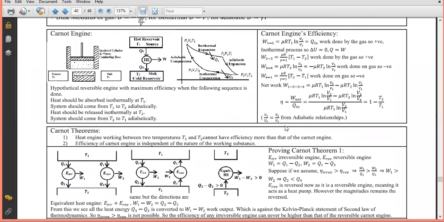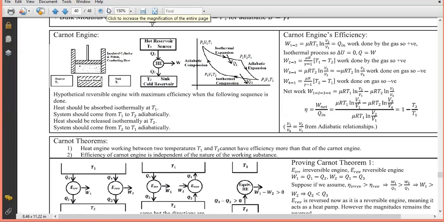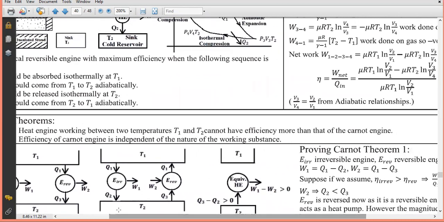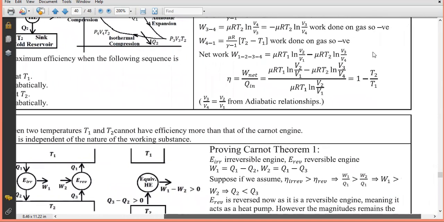Okay, so we are done with Carnot. And there are two theorems on Carnot. Carnot theorems: what it says is, as I told you at the beginning, a heat engine working between two temperatures T1 and T2 cannot have efficiency more than that of the corresponding Carnot engine. So you can build the most wonderful engine in the entire world, but still the efficiency is limited by this formula, which is 1 minus T2 by T1. You cannot exceed this value.